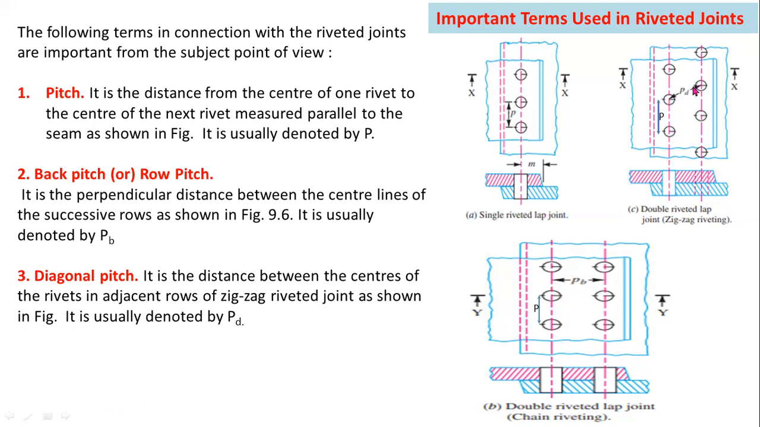This is a diagonal pitch, and here from here to here the distance is pitch. From here to here the distance is pitch, and the horizontal distance between two rows is called back pitch.